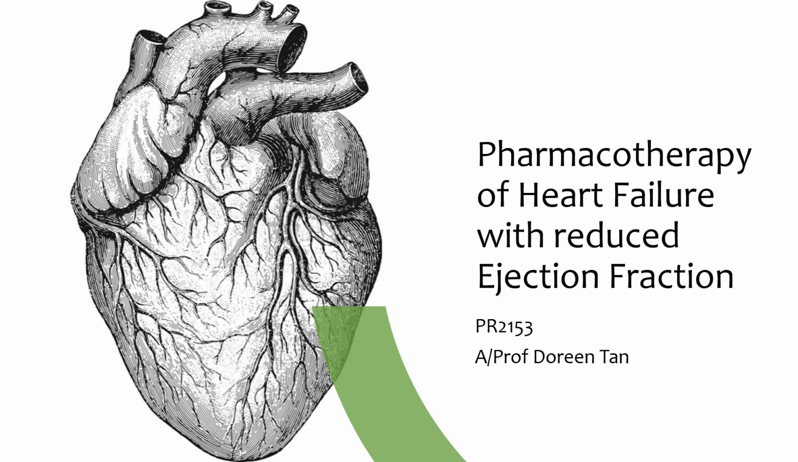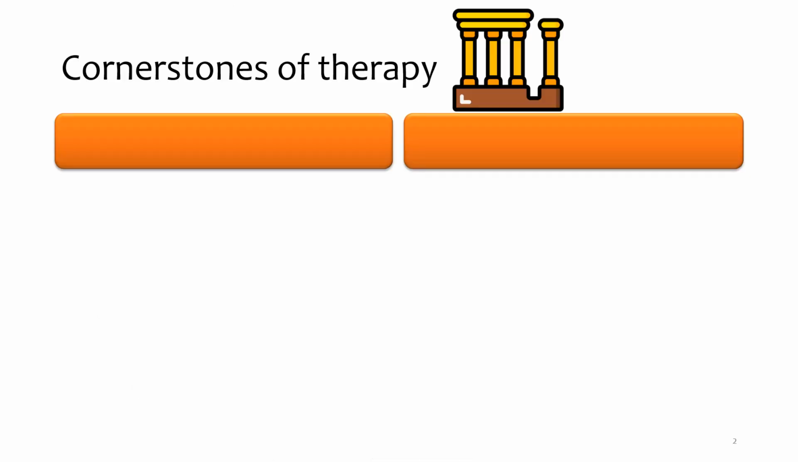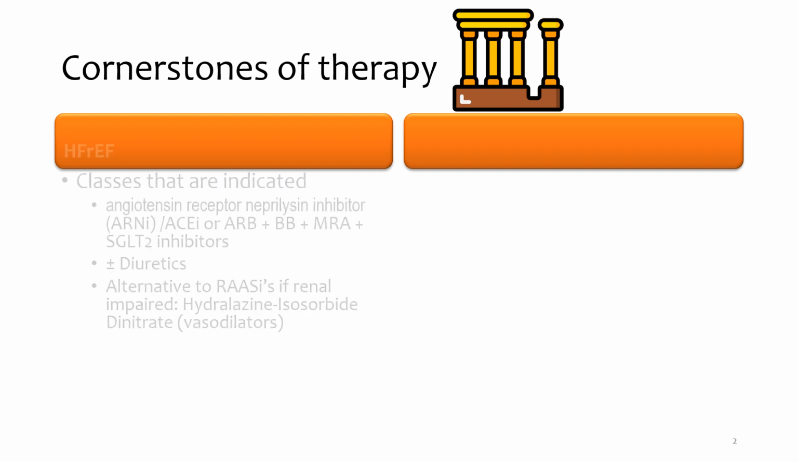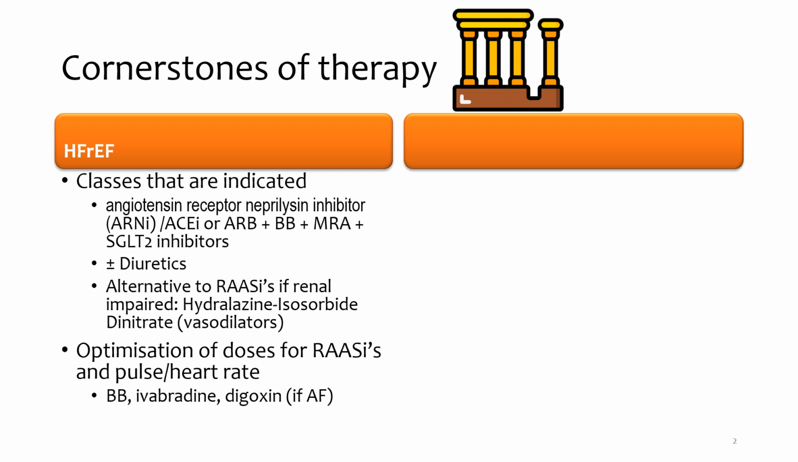In this series, we'll be exploring the various uses of different medications for the treatment of HFrEF, or heart failure with reduced ejection fraction. We've talked about the pharmacotherapy of HFrEF, and let us now explore the cornerstones of therapy for HFrEF. The classes that are indicated include the ARNIs, the ACE inhibitors, the ARBs, the beta blockers, the MRAs, as well as diuretics. Now, don't panic because we'll be going through them later on in more detail.